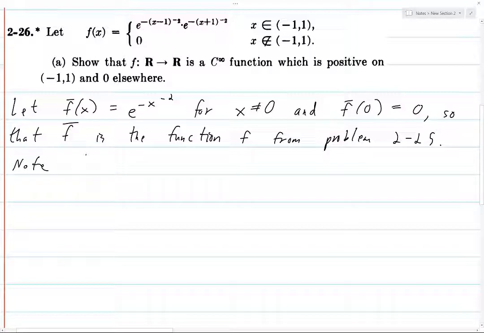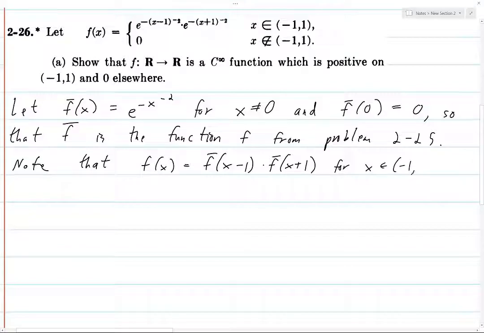So why do I bring this up? I bring this up because f of x is equal to f bar of x minus 1 times f bar of x plus 1 for x in the open interval from -1 to 1. And that's just, you look at this formula and you compare it and it works. Alright, so now what?